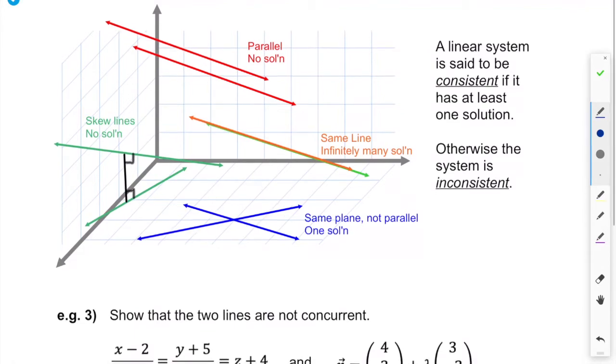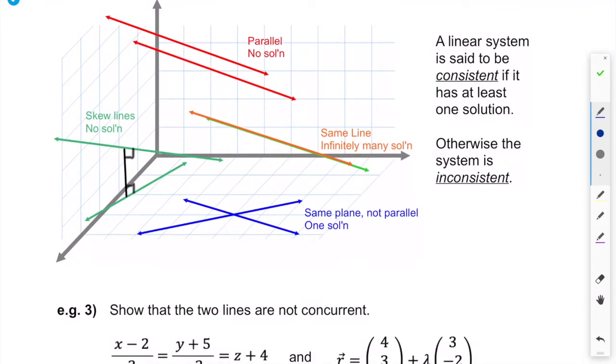So some terminologies here. We say that a linear system is said to be consistent if it has at least one solution. Otherwise, we say that the system is inconsistent.